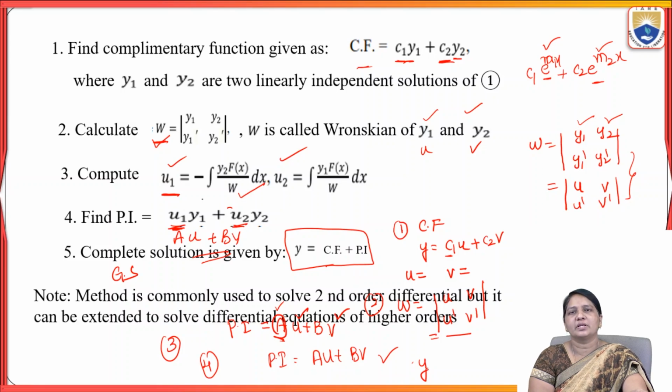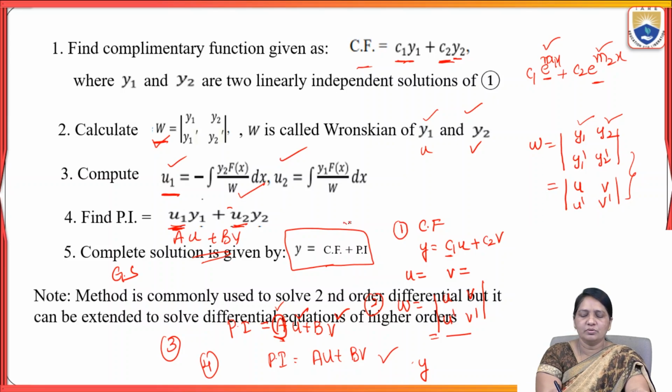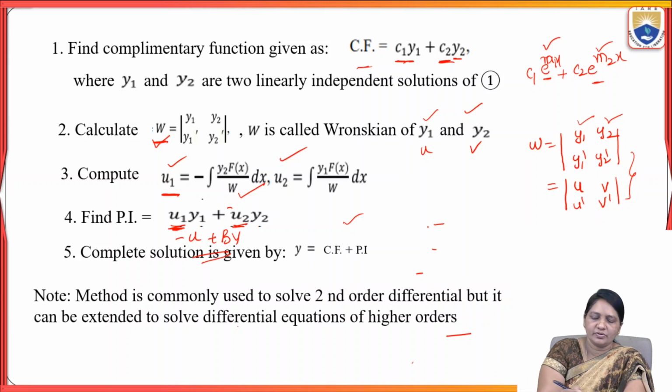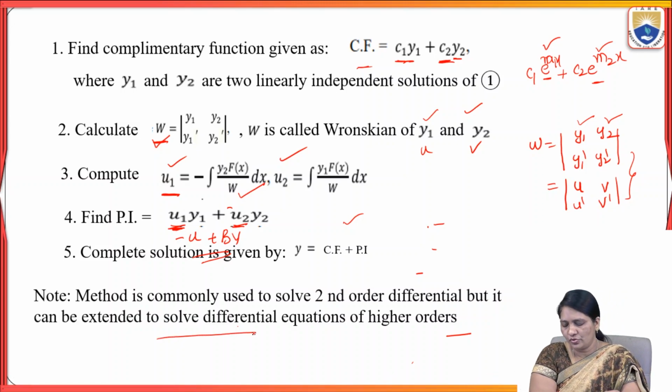So the complete solution is y equal to CF plus PI. This is commonly used to solve the second order differential equation, and we can extend this one to the higher order also. First we will go with one example to get better clarity about this method.